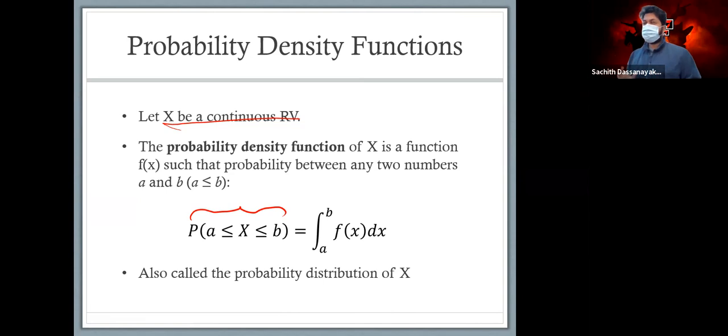Clear? So it is always the probability of X either less than some value, greater than some value, or in between, like A and B. We also call this the probability distribution of X, because X is our continuous random variable. So this is the probability distribution of X.